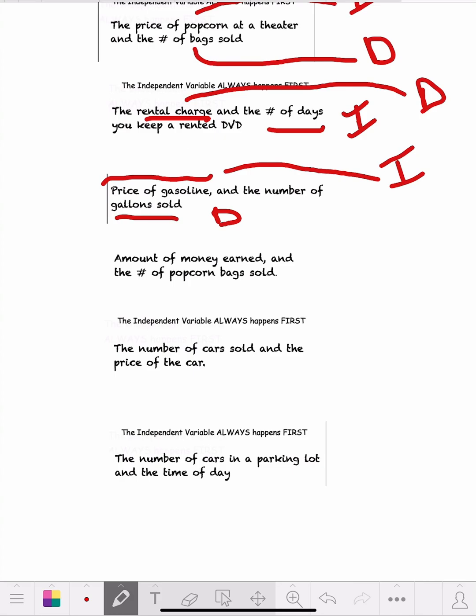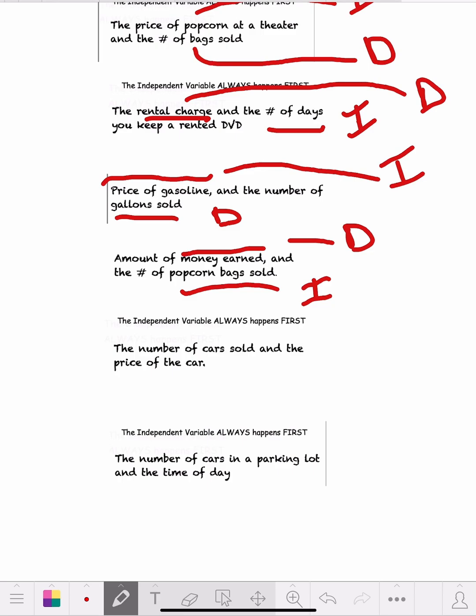Okay, amount of money earned and the number of bags of popcorn sold. You have to sell the popcorn before you make any money. So the bags of popcorn sold would be the I. The money earned right down here would be the D. Correct? Okay.